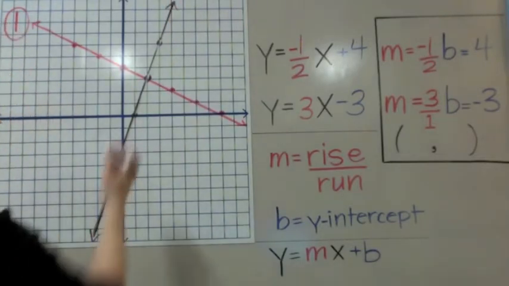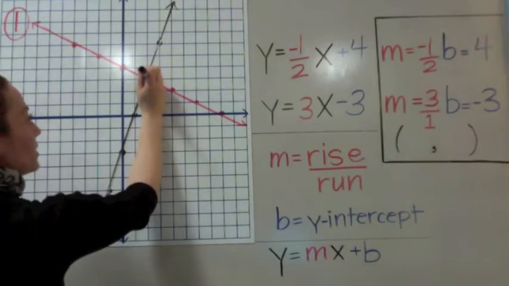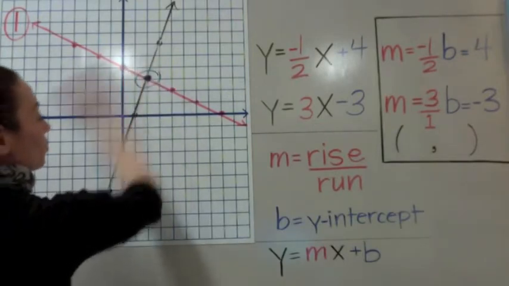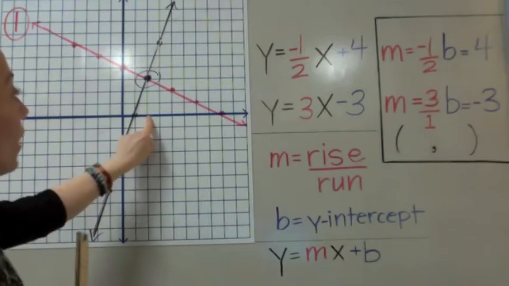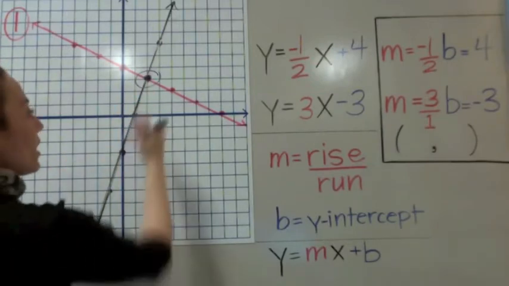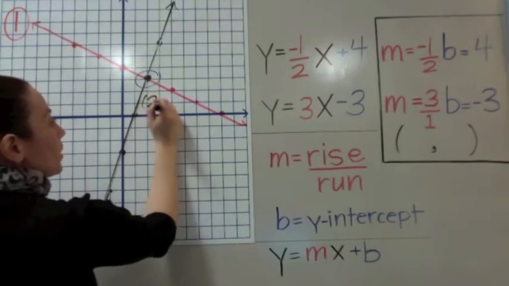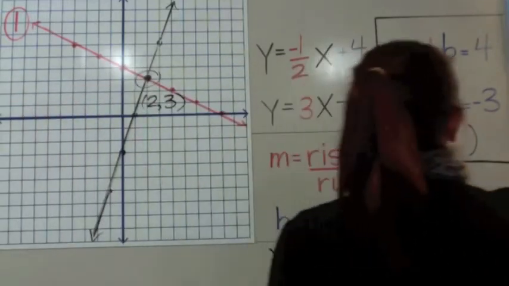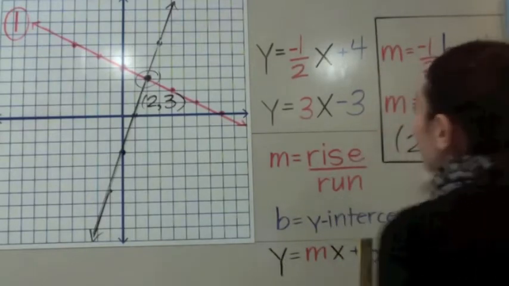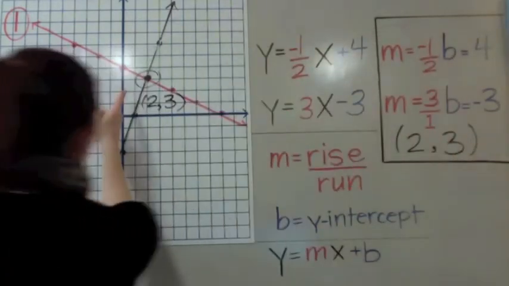Okay, so let's take a look at this point. What is this point of intersection? I'm going to circle it. What is this point? It is what? 2, up how many? 3. So the solution for this system of equations is 2, 3, because that is the coordinate point where these lines intersect.